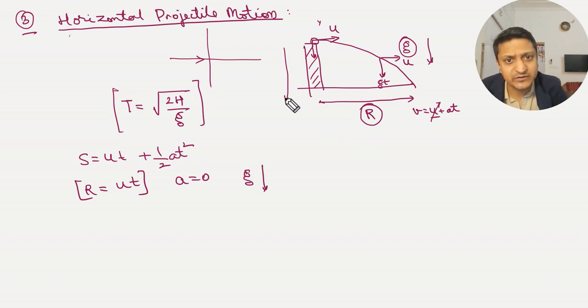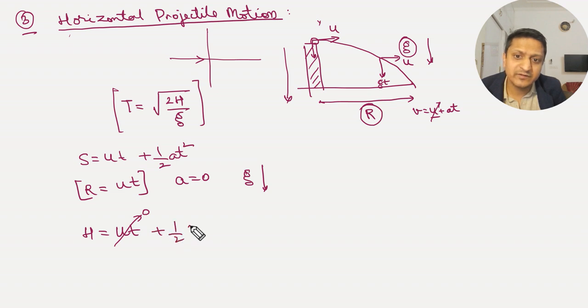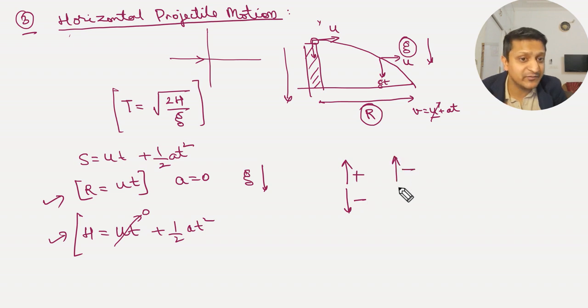But if you want to calculate this height, then the height will be equals to ut plus half at square, where this ut will become 0. Then you have to use only this formula. So in both of the cases, you will get the right answer. Always take care of the sign conventions. If you are taking positive upward, it would be negative downwards, or if we are taking negative upward, it would be positive downwards.